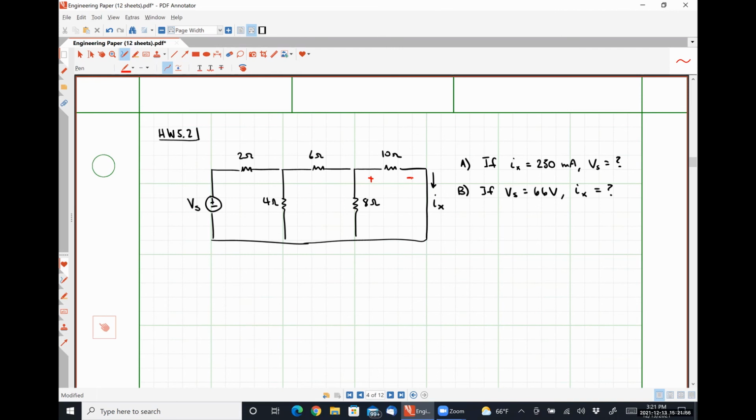0.25 times 10 is 2.5. Since the 10 ohm resistor and the 8 ohm resistor are in parallel, that means the voltage drop over the 8 ohm resistor is also 2.5 volts. Everybody okay with that? That gives me enough information to solve for the current flowing through the 8 ohm resistor. So what should that be? McKinley, got any thoughts?